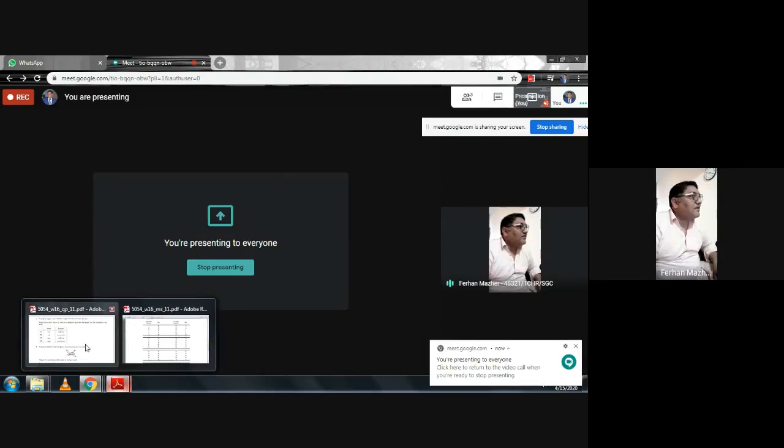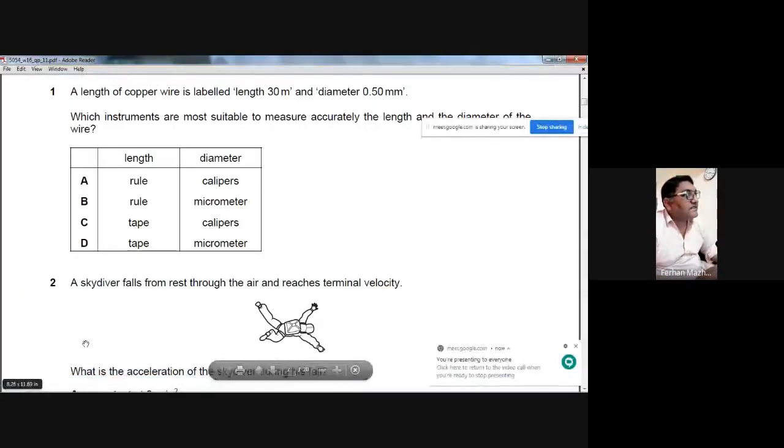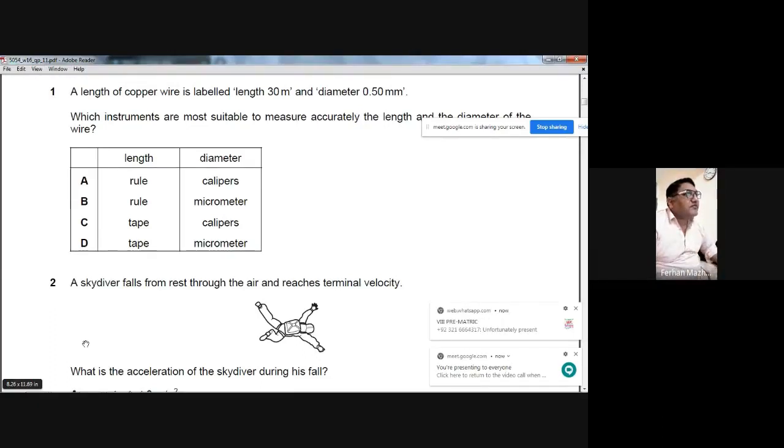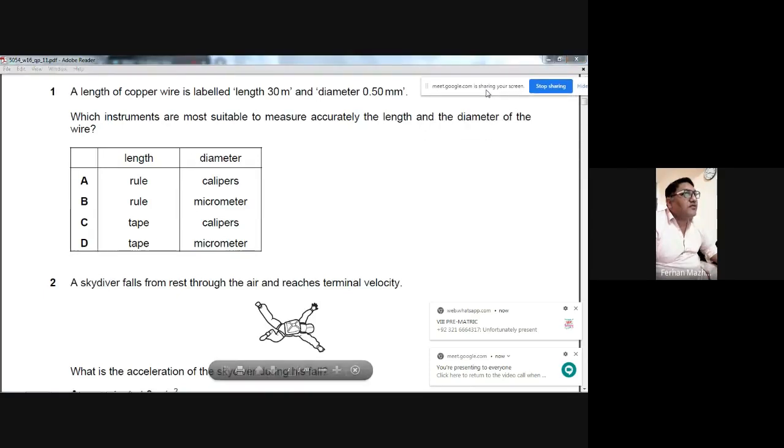Today we will be solving the winter 2016 1-1 physics MCQ paper. So now you can see the first MCQ is right in front of you.